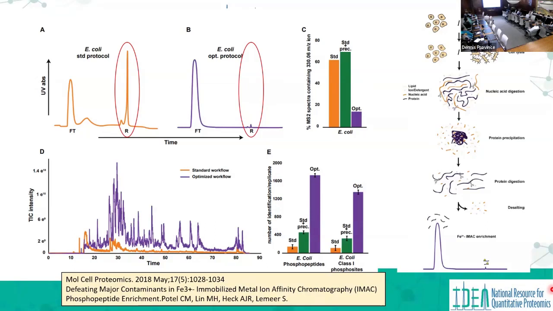Got a phosphate backbone of DNA, lots of negatively charged. So it was just binding to the titanium or the iron. You cleave and you get rid of the DNA, and you chop it up and you get rid of it, and then you can have a pretty reproducible phospho enrichment. And so this explained why some methods of protein digestion worked better than others.